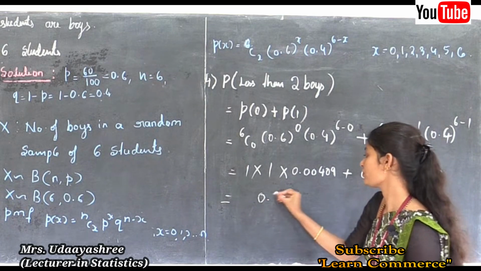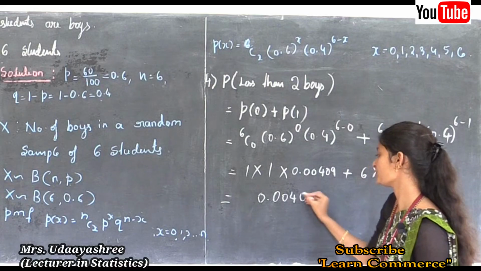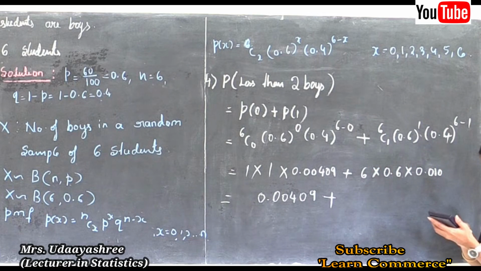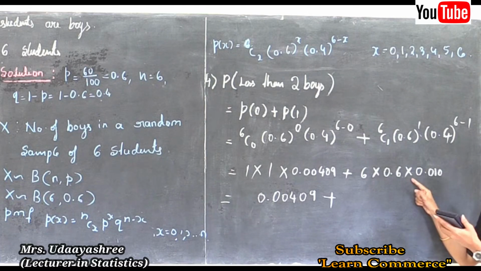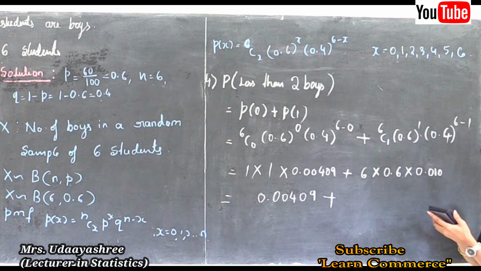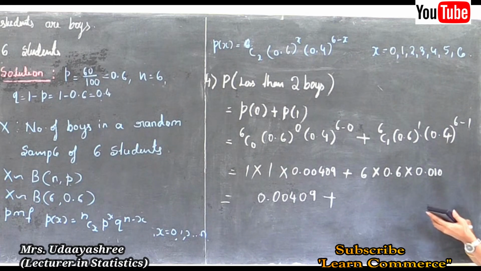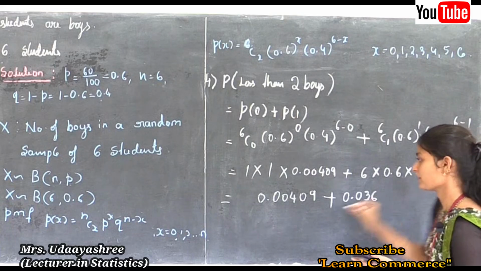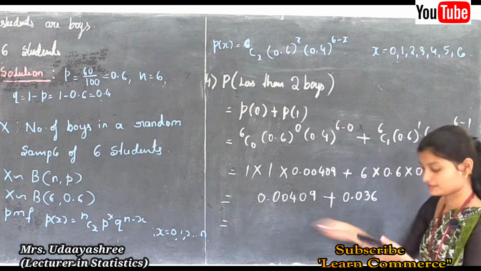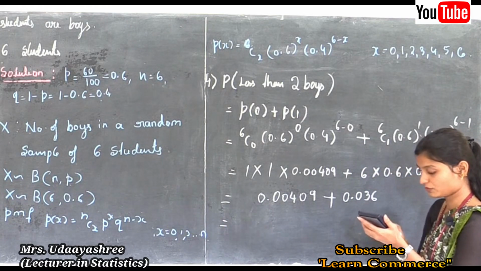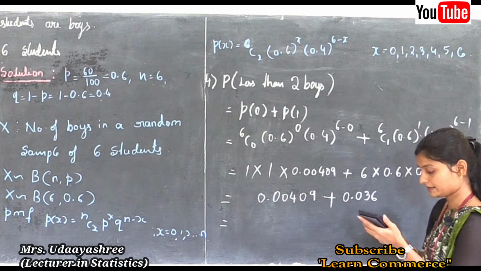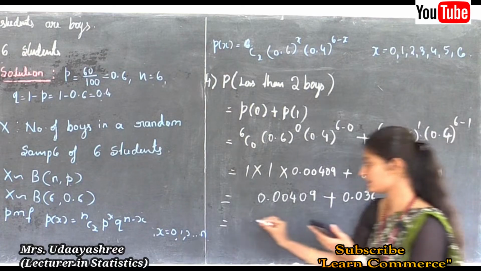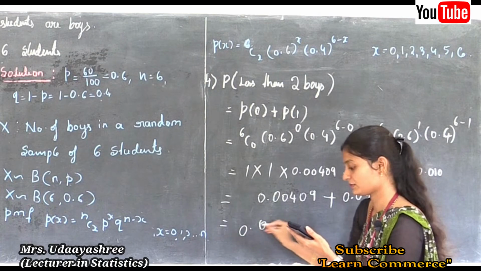Okay, now this is equal to 1 into 0.00409 is 0.00409 plus here 6 into 0.6, next into 0.010, that is 0.036. Okay, this is equal to 0.00409 plus 0.036. The answer is 0.04.